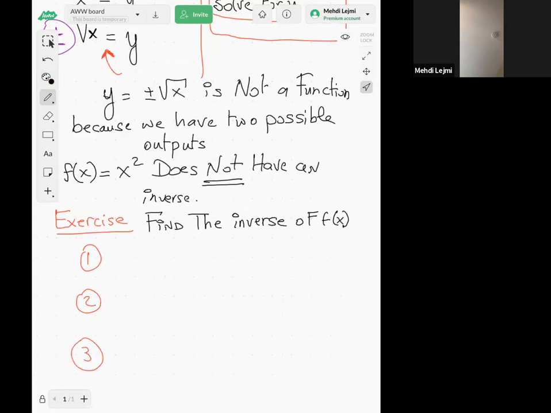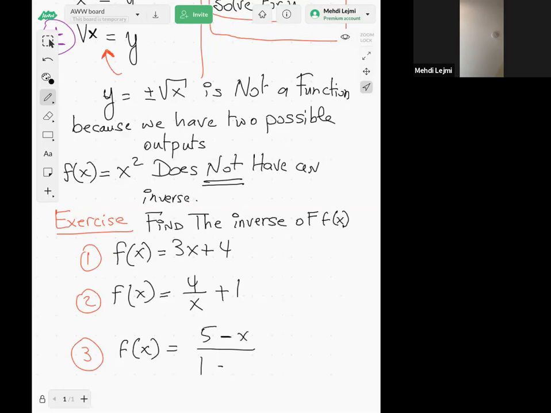So let's say f of x is 3x plus 4. f of x is 4 over x plus 1. And then f of x is, say, 5 minus x over 1 plus x.